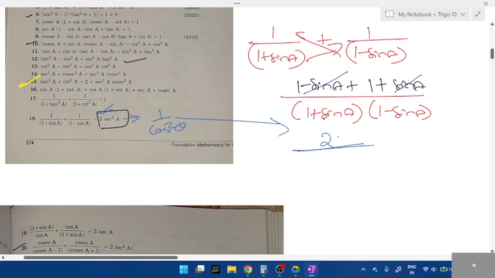Yes. What is this? A plus b into a minus b, right? What is a plus b into a minus b? A square minus b square. What is 1 by 1 minus sine square?